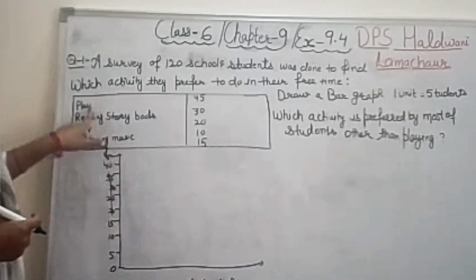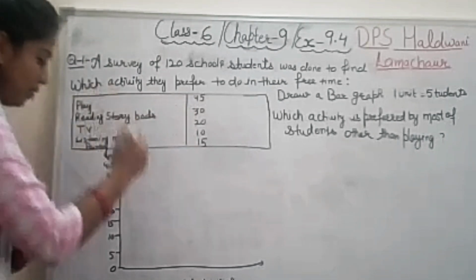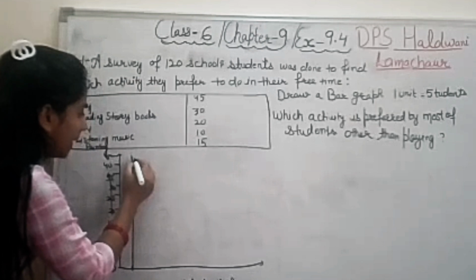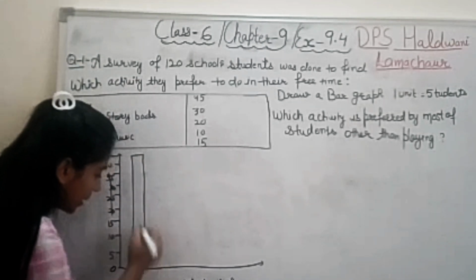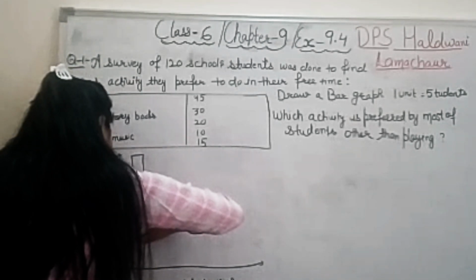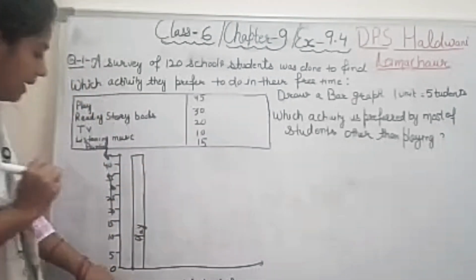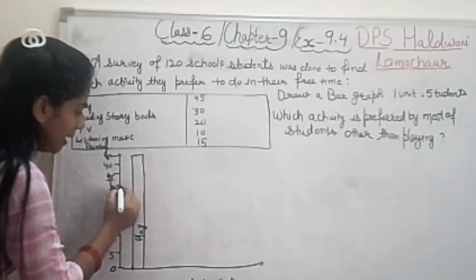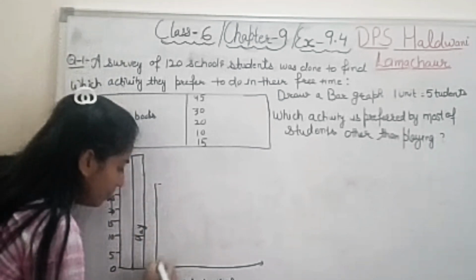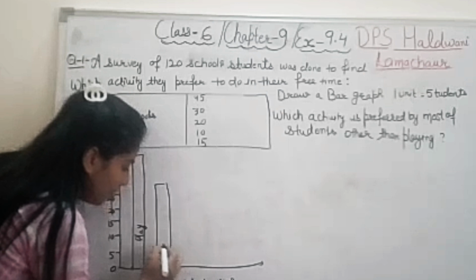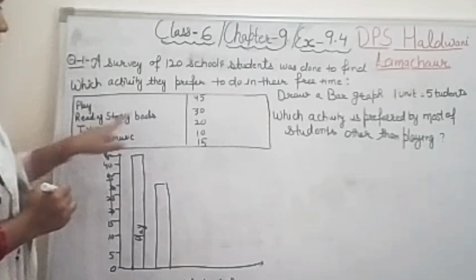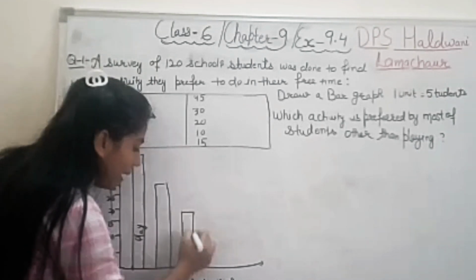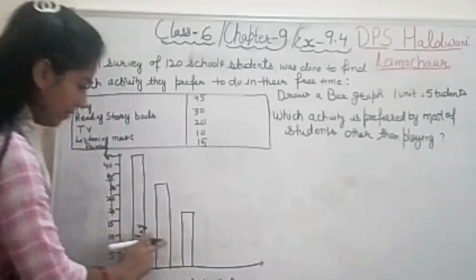Now first of all, playing is 45. So you will start from the x-axis till 45. This is your activity, playing. Right students? Inside you can write, or outside, here it's your choice only. Reading storybooks 30. Where is 30 on the scale? Here. So in front of 30 you will make reading storybooks. Right students? Next is TV, 20. In front of 20 you will make this bar. Then 10, where is 10?